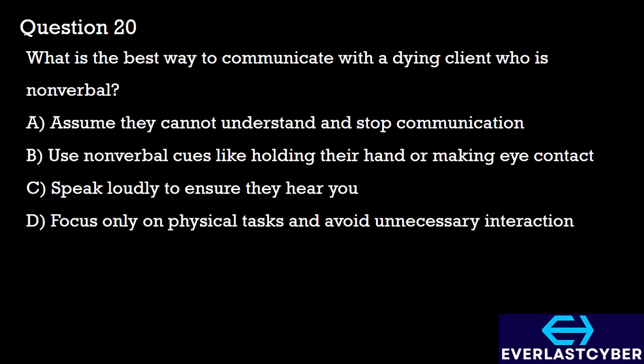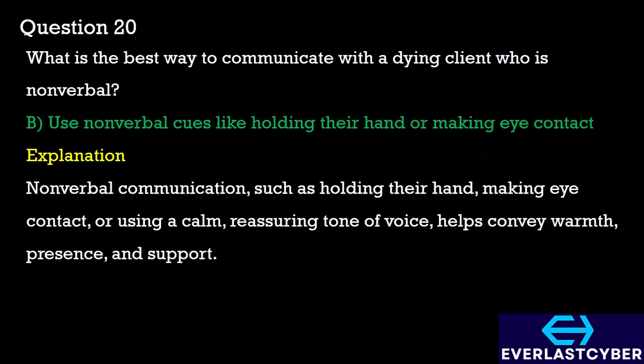In option C, while speaking clearly is important, speaking loudly may be overwhelming or distressing. So it is better to speak calmly and at a normal volume, which would be effective. Option D is incorrect because even if the person is nonverbal, emotional and social needs are still important. So avoiding interactions can contribute to their feelings of neglect or loneliness. So the best way to communicate with a dying client who is nonverbal is option B, using nonverbal cues like holding their hand or making eye contact.